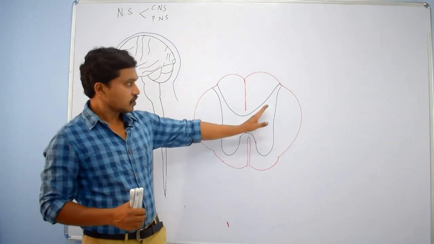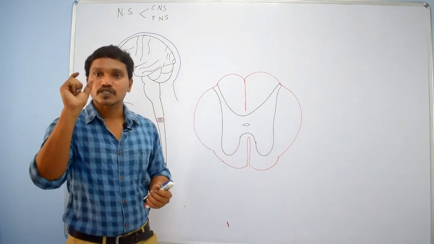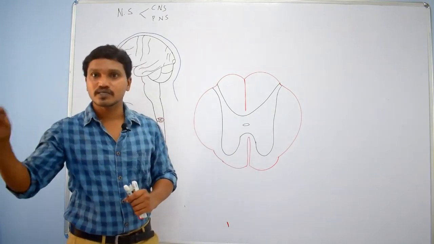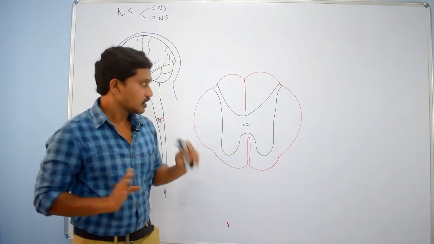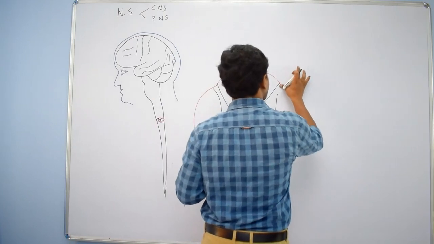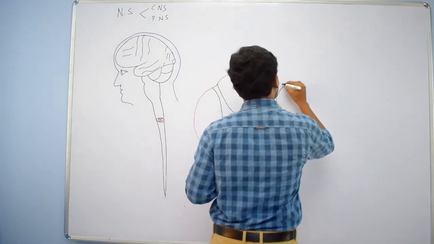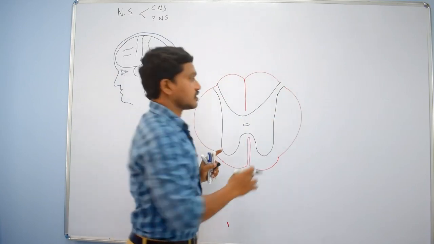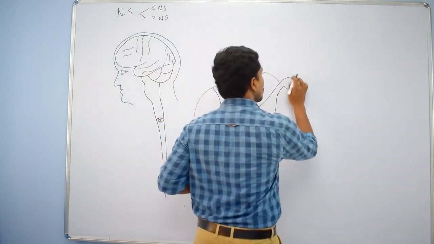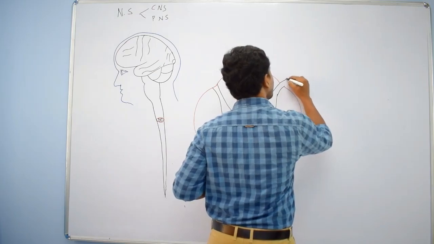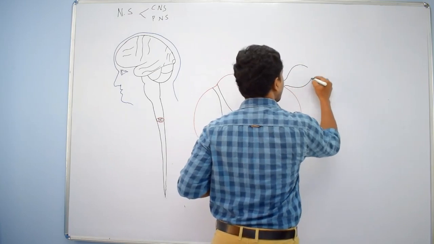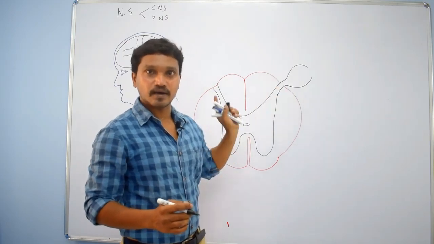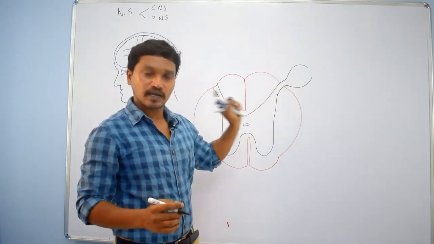Clear? Now I will draw the structure of a spinal nerve so that it will be easy to understand the concept of what is sensory, what is motor, and how they work. So this is the posterior horn. From the posterior horn, the posterior root will arise. In the posterior root, we can find one enlargement, which we call the dorsal root ganglion or sensory ganglion.